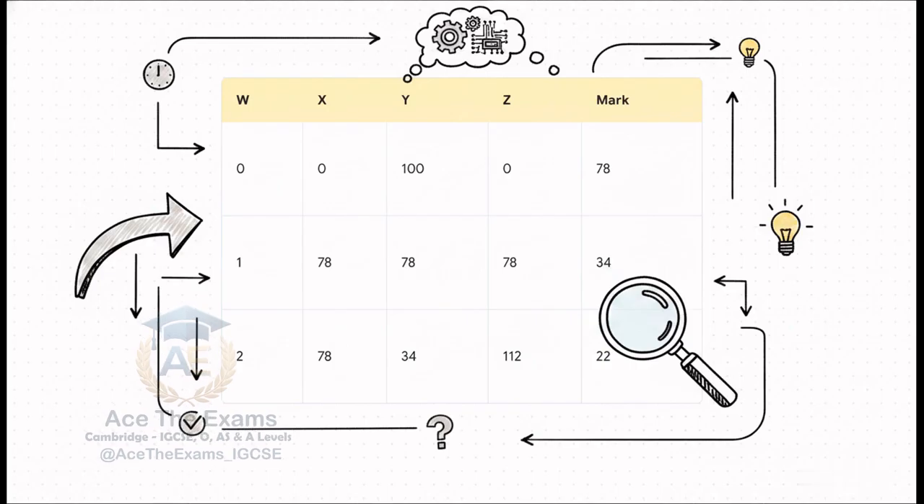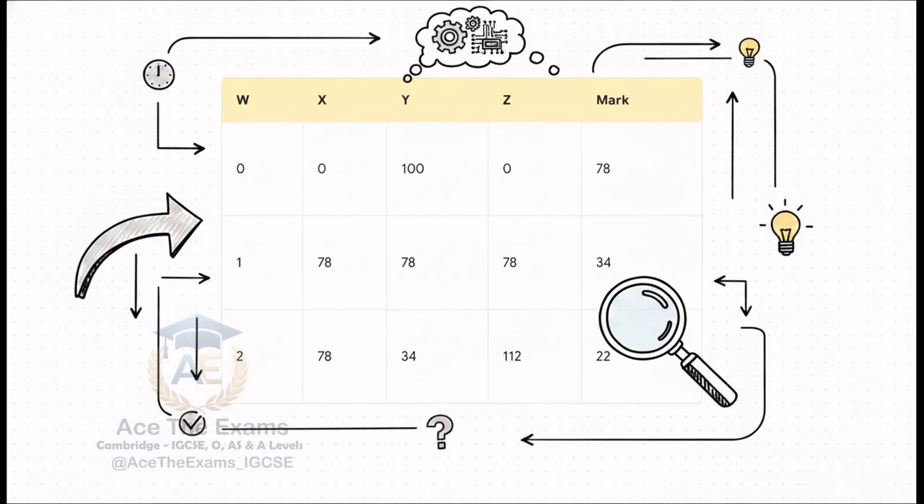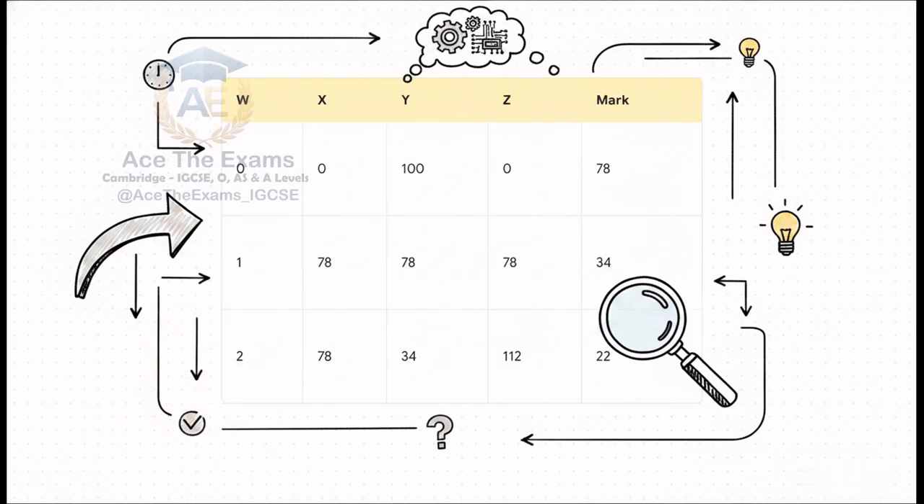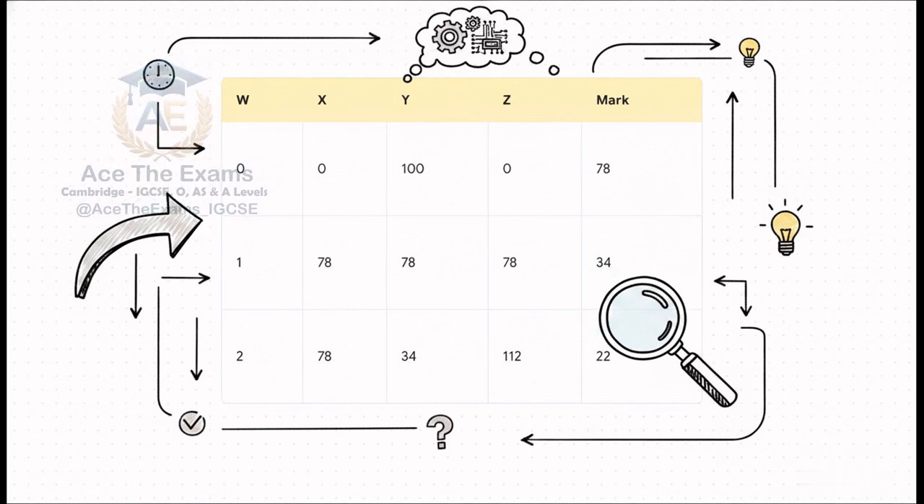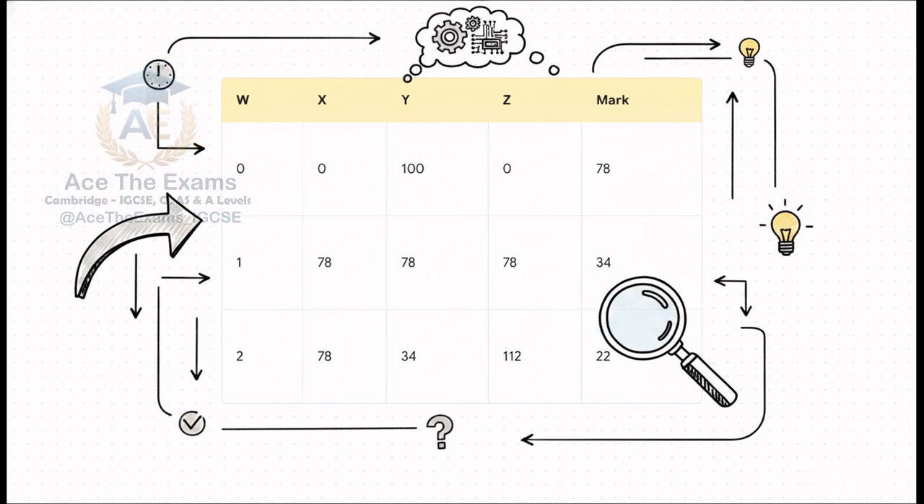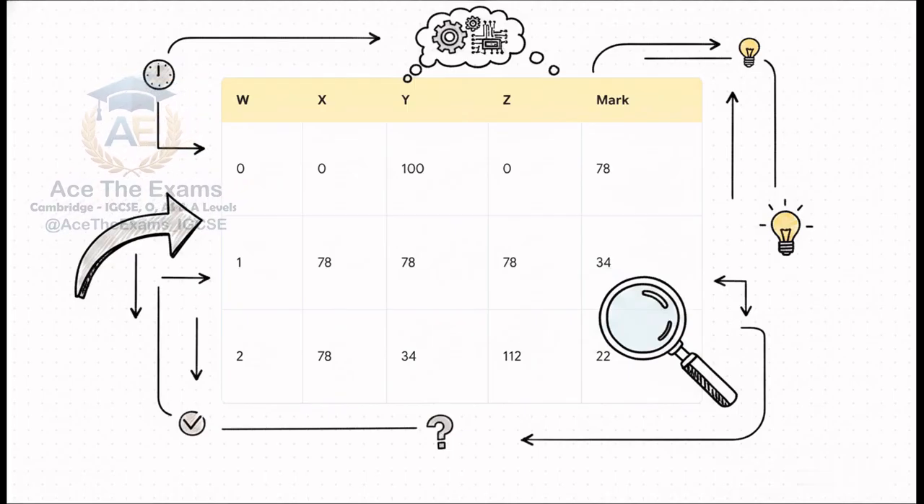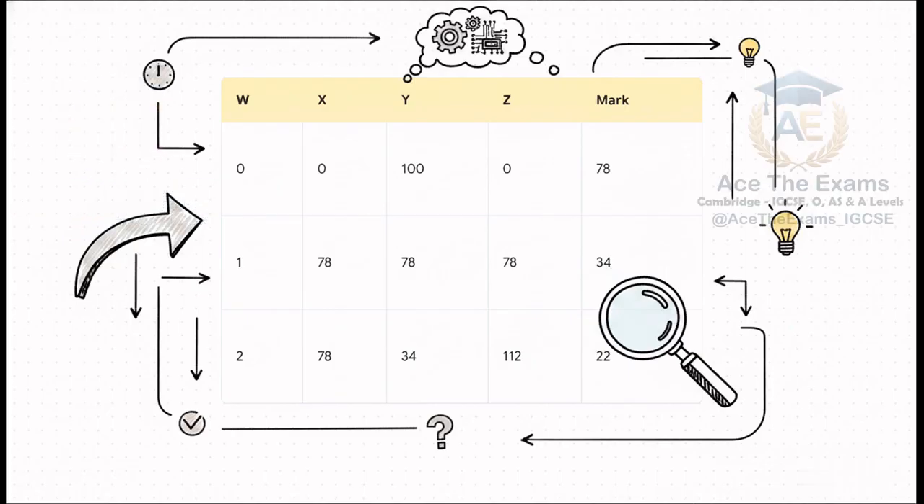Since 78 is greater than x's current value of 0, x updates to 78. Since 78 is less than y's 100, y updates to 78. Z totals the marks and w acts as a counter. Then we input the next test data, 34, and all the variables update again based on the conditions. Following this manual trace step by step is the absolute best way to catch logic errors before they become a real-world problem.